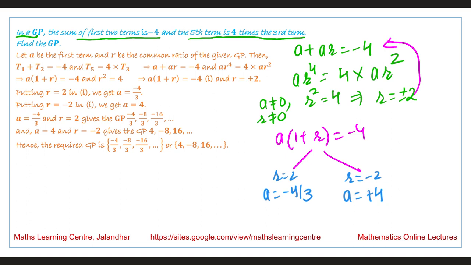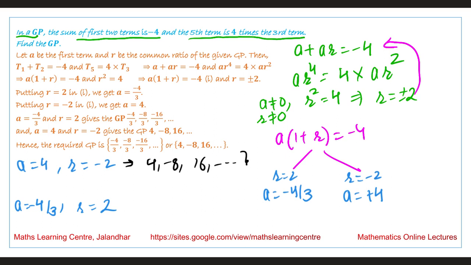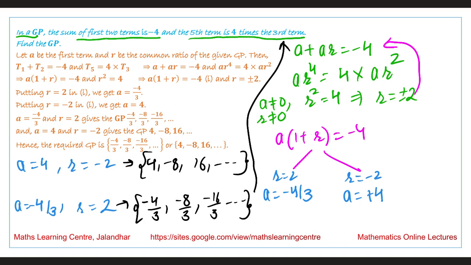So we are saying that corresponding to a is equal to 4, we have r is equal to minus 2, and corresponding to a is equal to minus 4 by 3, we have r is equal to 2. So from this first condition, the GP we have is 4, minus 8, 16 and so on, and from this second condition, the GP we have is minus 4 by 3, minus 8 by 3, minus 16 by 3 and so on. So these are the required GPs which satisfy this condition.